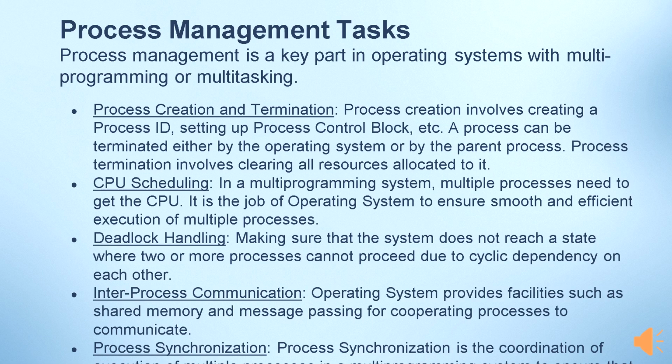Process creation and termination. This slide explains two major events: starting and ending a process. When a process is created, the OS assigns it a process ID and sets up a process control block. A process may be terminated by the OS or its parent process. When this happens, the OS frees all resources tied to that process. This slide also highlights CPU scheduling, deadlock handling, inter-process communication, and synchronization, key aspects of multitasking systems.